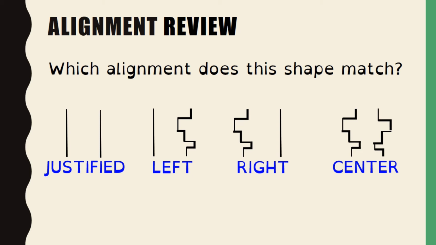So for justified alignment, it's 2 lines on the sides because with justified alignment, the text will touch the left side and the right side. With left, it'll only touch along the left. With right alignment, it'll only touch along the right. But with center alignment, it will kind of touch but not fully touch both of the sides.